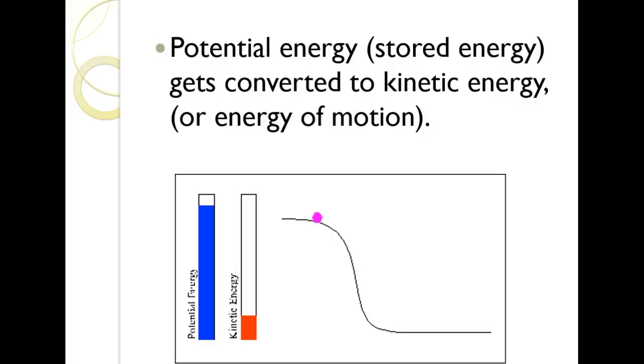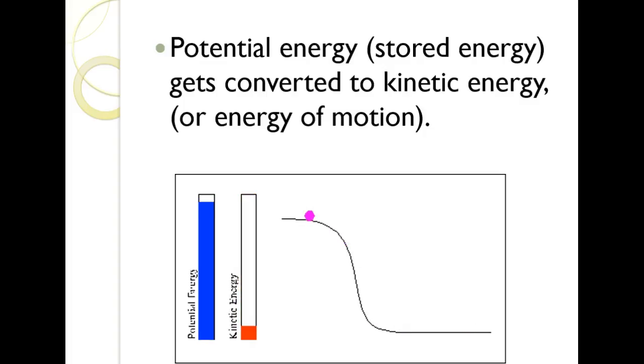I want you to notice the blue one first. Look and see where the ball is on its path when the potential energy is at its highest amount. Yes, it's at the top of the hill. And notice what potential energy does as the ball travels down the hill. It decreases.